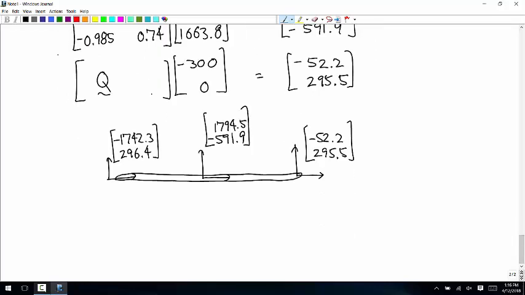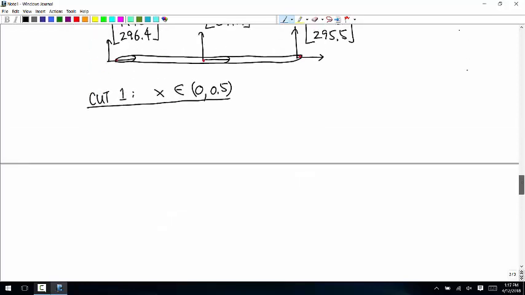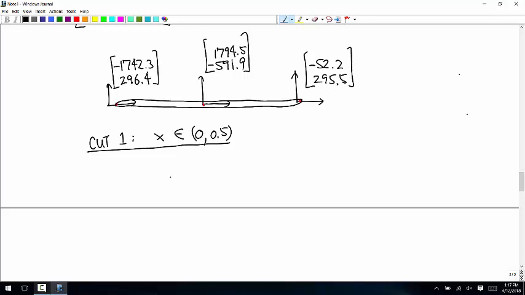How many cuts do we have to make? 2 cuts. So cut 1 is for x values from 0 to 0.5. We have the force vector negative 1742.3, positive 296.4, and the internal loads T, V, and M.